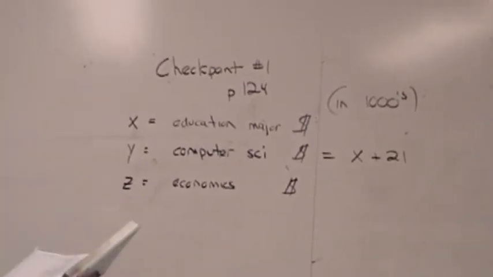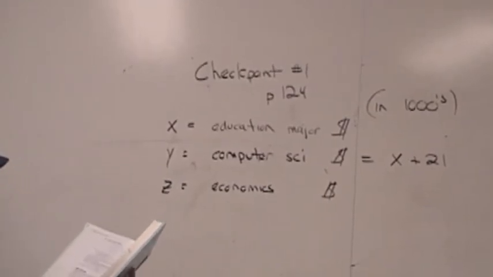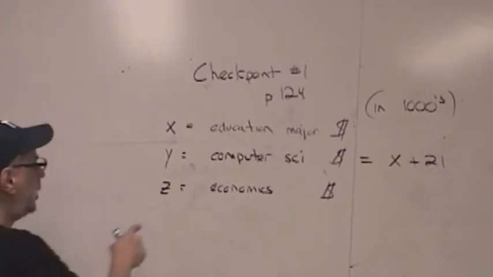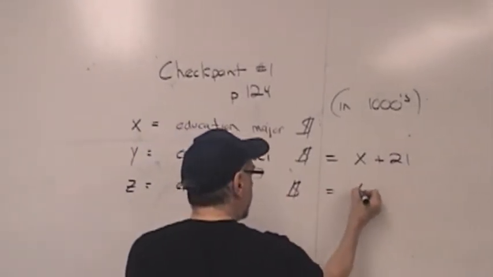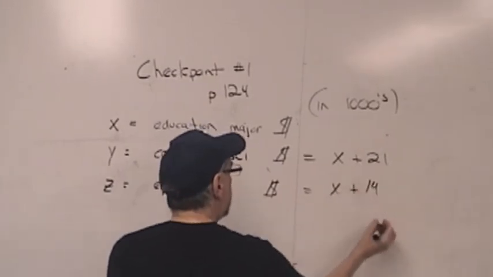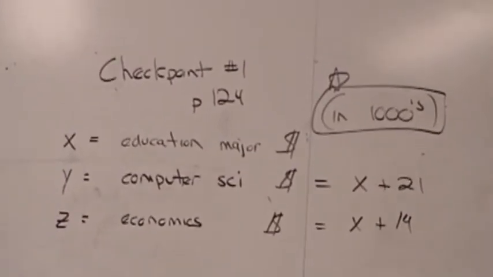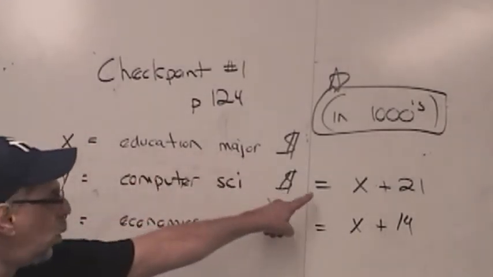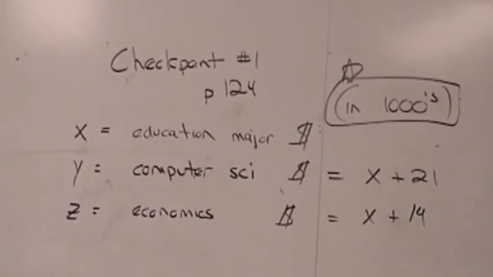Now we have the same type of information for the economics major. It says the economics major exceeds the education major by $14,000. So this one is 14 more than this. So 14 more, again in thousands, remembering that we're talking about thousands. So now we have everything in terms of x. X, y, and z, all in terms of x. That's always the key for these problems.